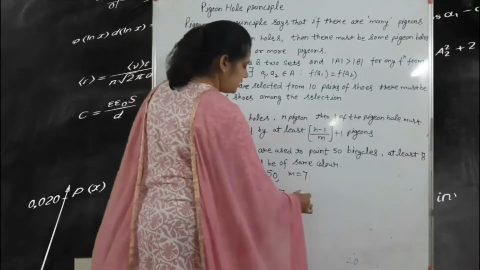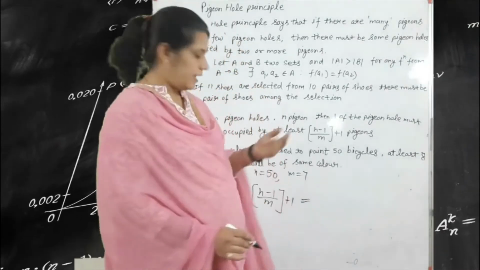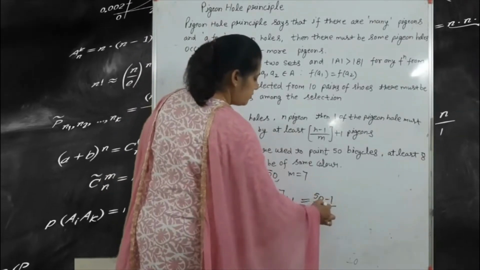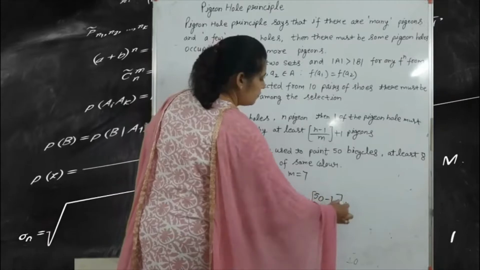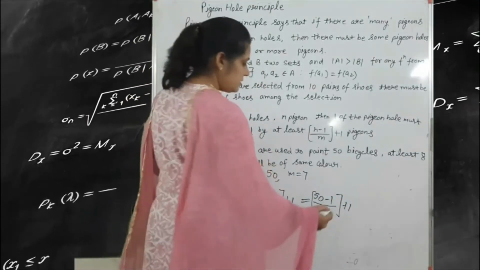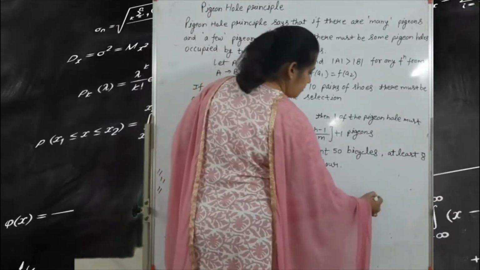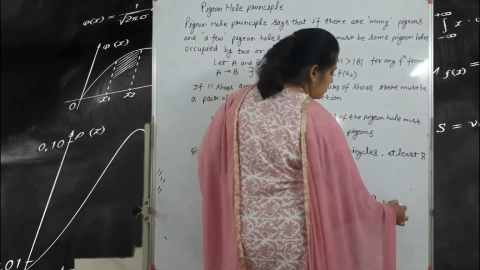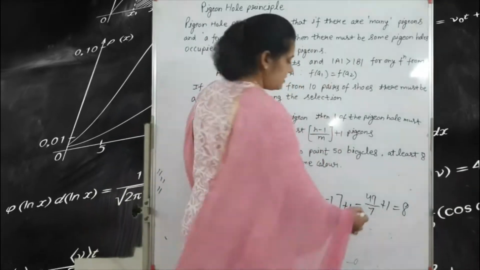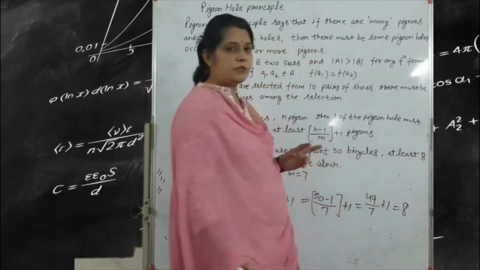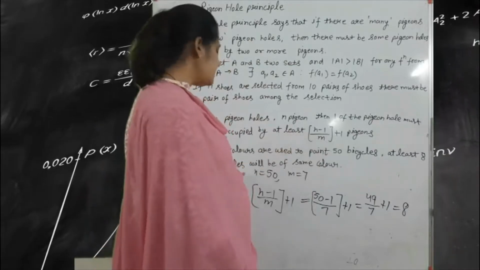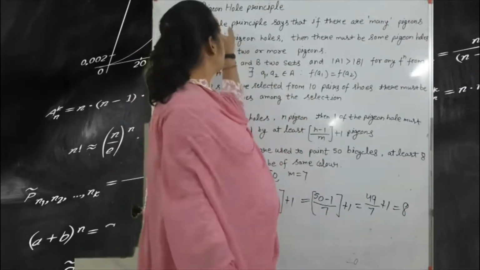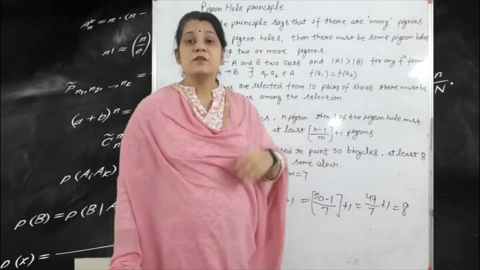So you put in the values of n and m. n is equal to 50, so 50 minus 1 is equal to 49, divided by 7, plus 1. 7 sevens are 49, plus 1 is equal to 8. That means at least 8 bicycles will be of the same color. So this is the simple topic according to the pigeonhole principle.